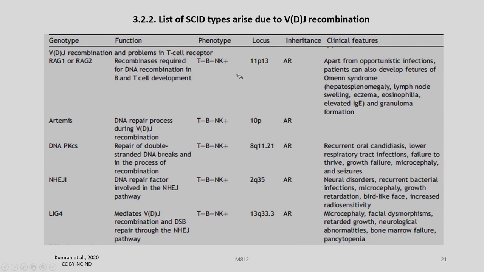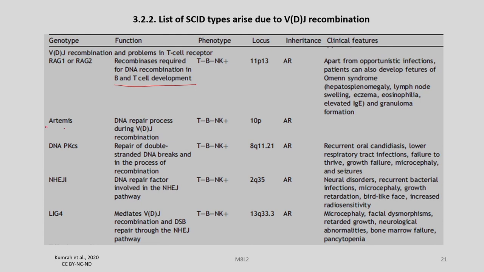So for every genotype there are certain functions associated in VDJ recombination and problems in T cell receptor. RAG1 or RAG2 genotype is represented by T minus B minus NK plus, and its function is recombination, required for DNA recombination in B and T cell development. The clinical features of this phenotype are opportunistic infections, and the patient also develops features of Omenn syndrome.